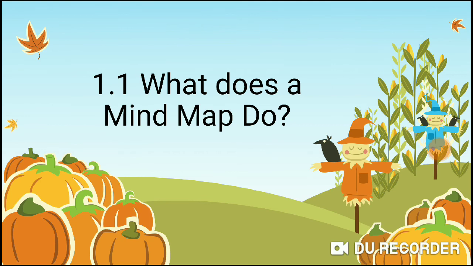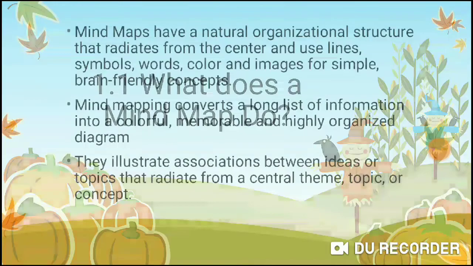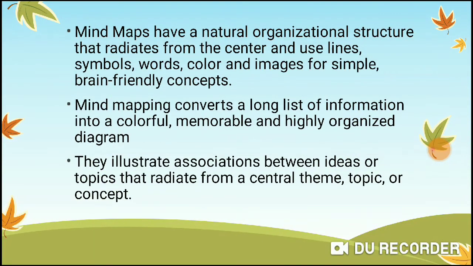So, what does a mind map do? If you have a mind map, what will happen? Mind maps have a natural organizational structure that radiates from the center, the center being the concept. It also uses lines, symbols, words, colors, and even images, so that it will be simple and brain friendly for the students. Mind mapping converts a long list of information into a colorful, memorable, and highly organized diagram. It will be well organized, and helpful for your last minute preparation for exams also.